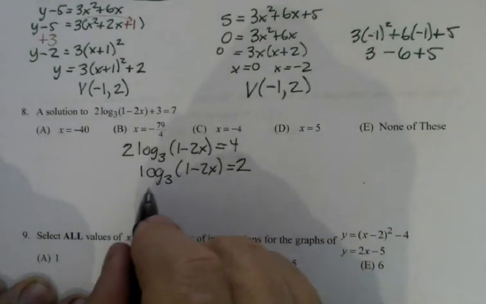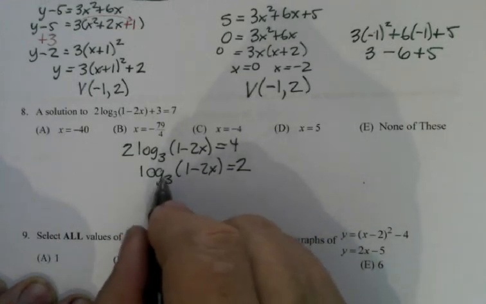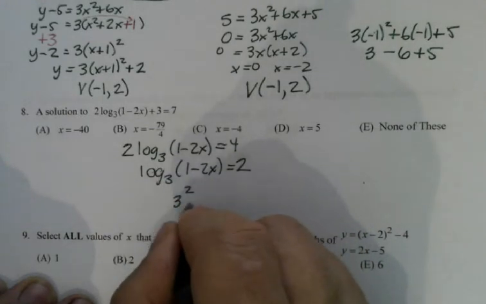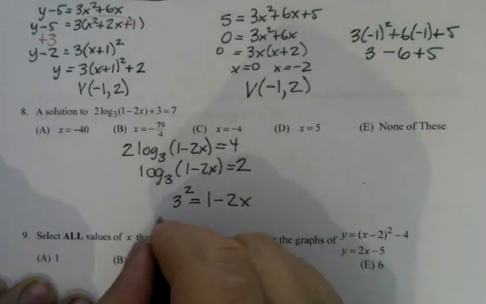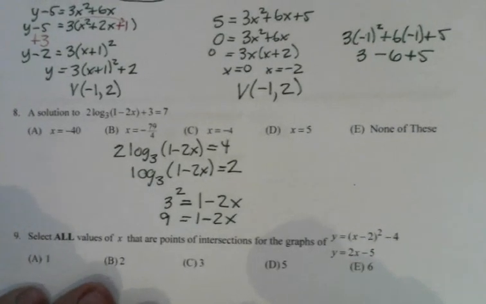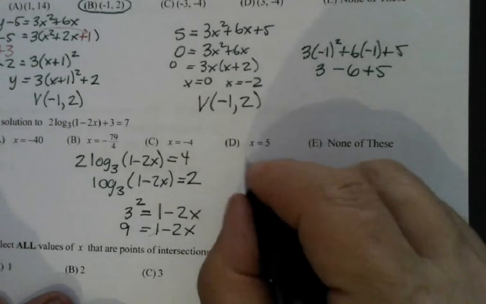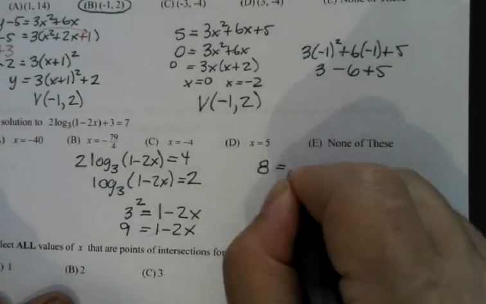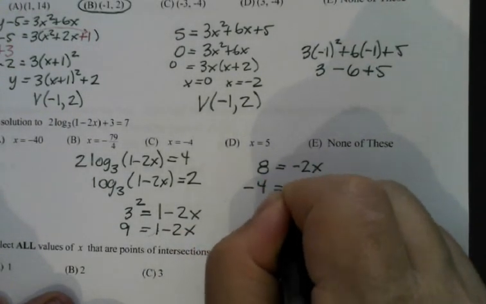Okay, now I'm going to try to solve this. So I'm going to change from log form to exponent form. My base is 3, logs equal exponents, there's my exponent. So I've got 3 squared equals 1 minus 2x. So I have 9 equals 1 minus 2x. We will move this up here. So I'm going to subtract 1 from both sides. I have 8 equals negative 2x. I get negative 4 is equal to x.